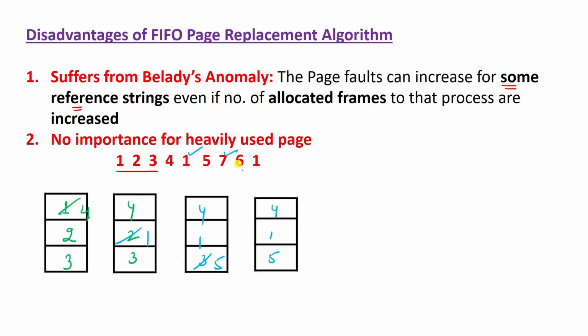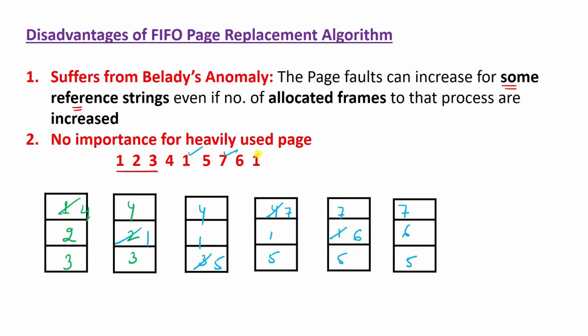Now 7 came, and 7 is not present here, so 7 will replace this 4, because this is the oldest. Now 6 came, and 6 will replace this 1, because according to FIFO this is the oldest page. Now again 1 is asked.